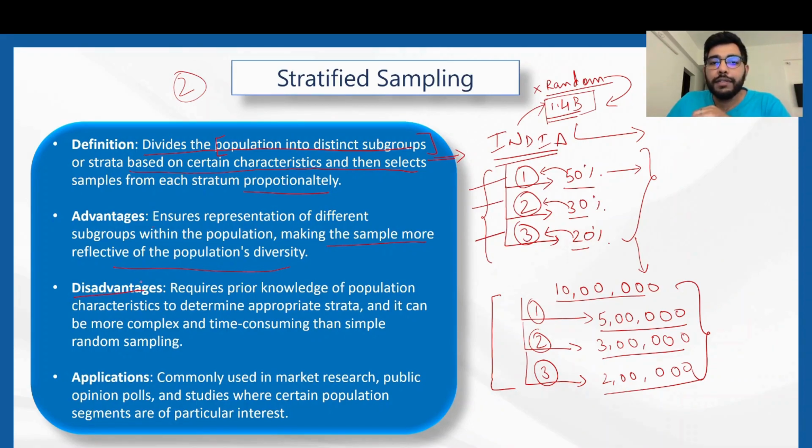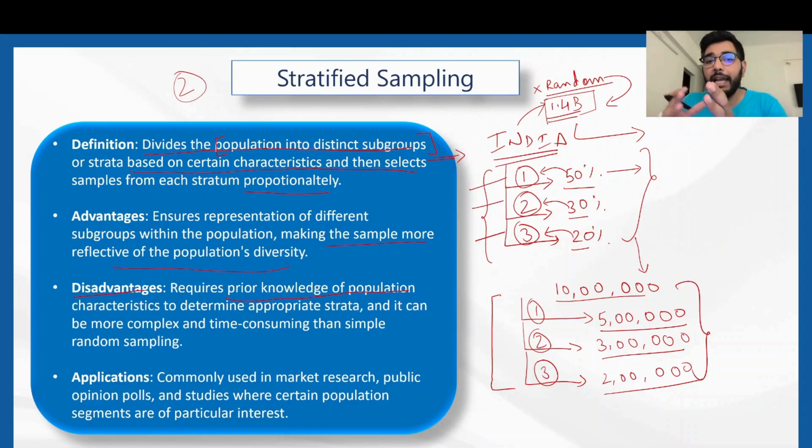The disadvantage of stratified sampling is it requires prior knowledge of the population. What I mean by prior knowledge is, in our particular case, we needed to know how many states India has. That is, if I need to divide the overall population of India with respect to the subgroup, that is states, I need to have prior knowledge of that particular country or population.